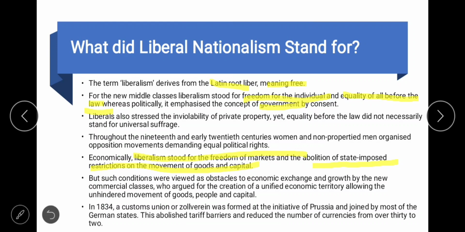So in 1834, the Customs Union or Zollverein, an important point, was formed at the initiative of Prussia, and most of the German states joined. So why was this union formed? The union was formed to abolish tariff barriers, and this reduced the number of currencies from over 30 to 2. And the creation of a network of railways further stimulated mobility.